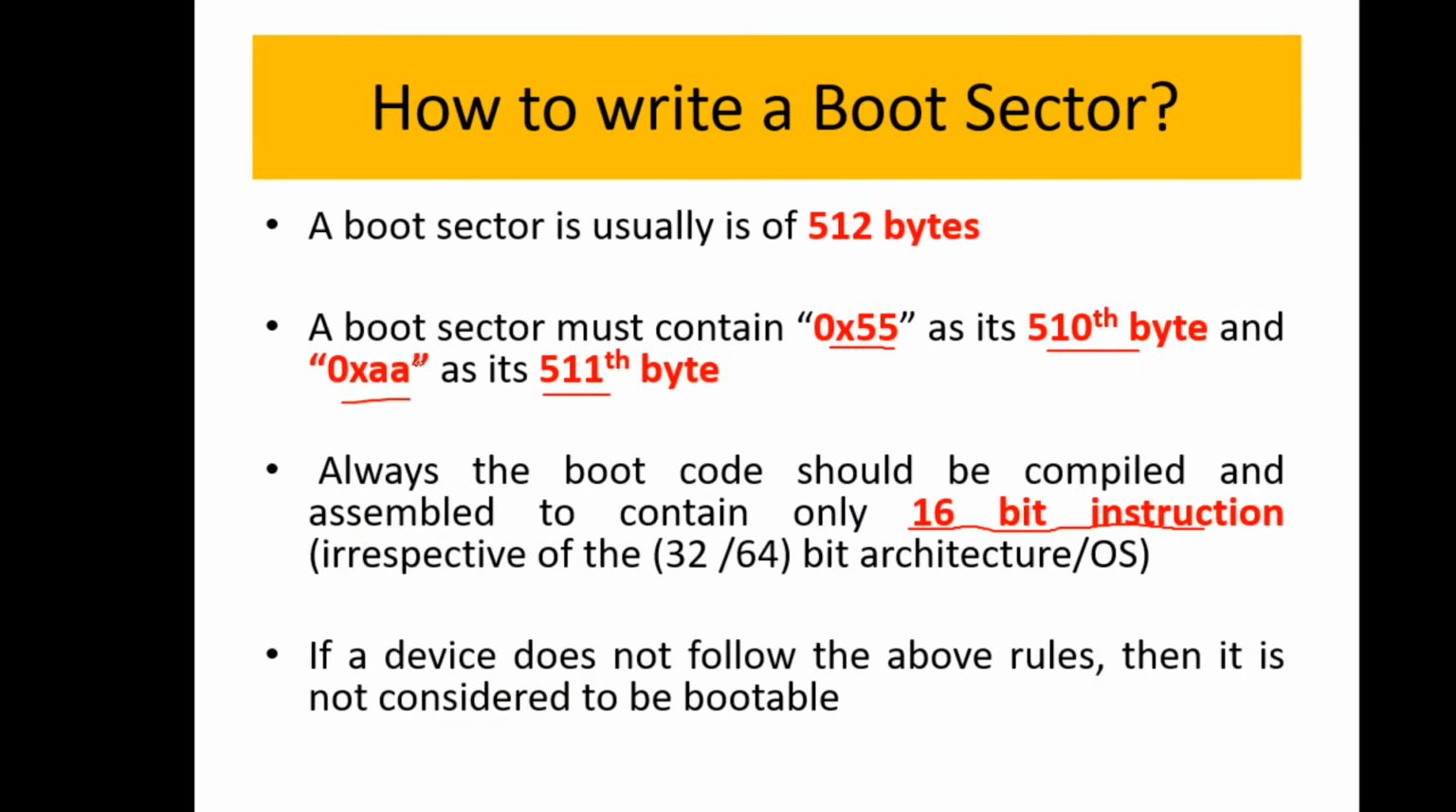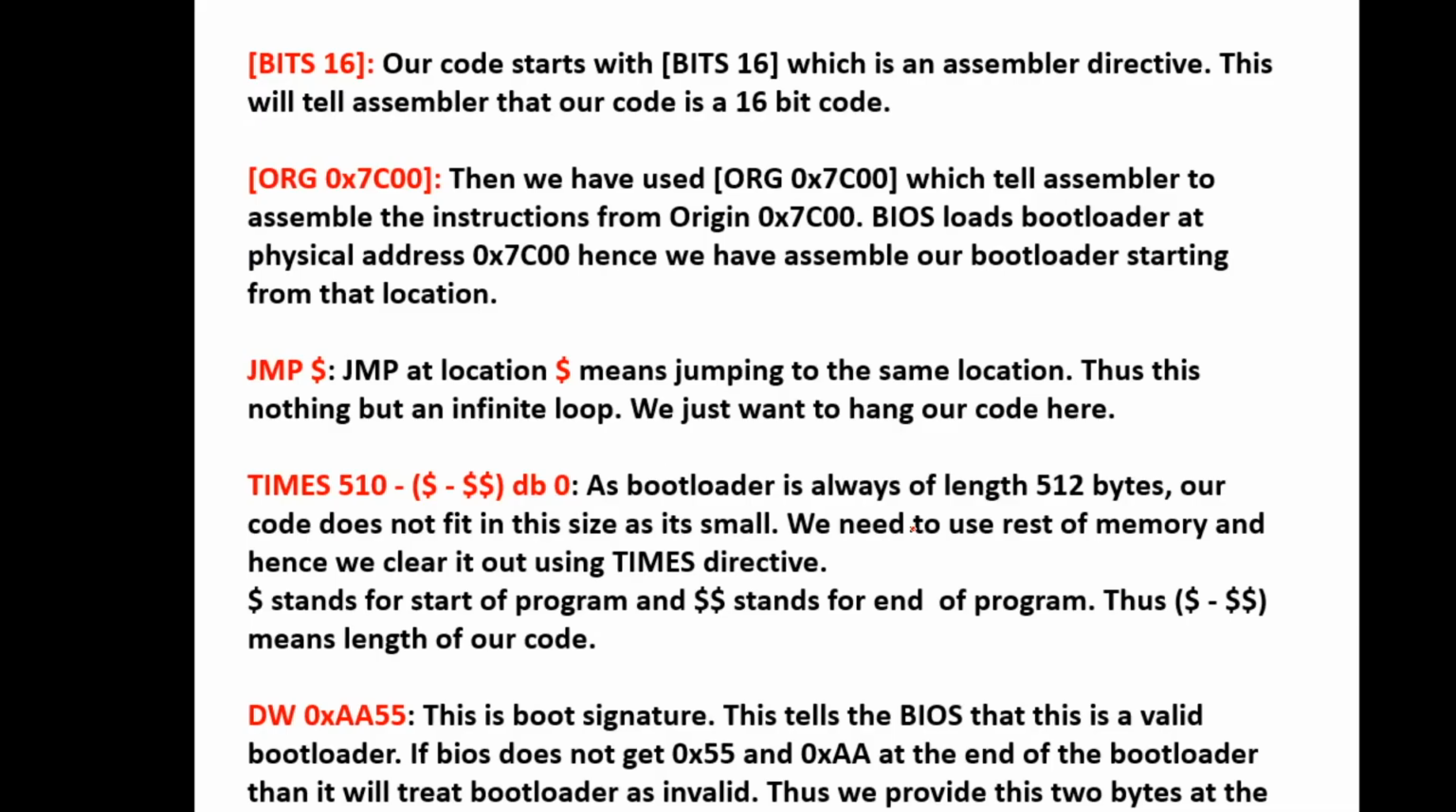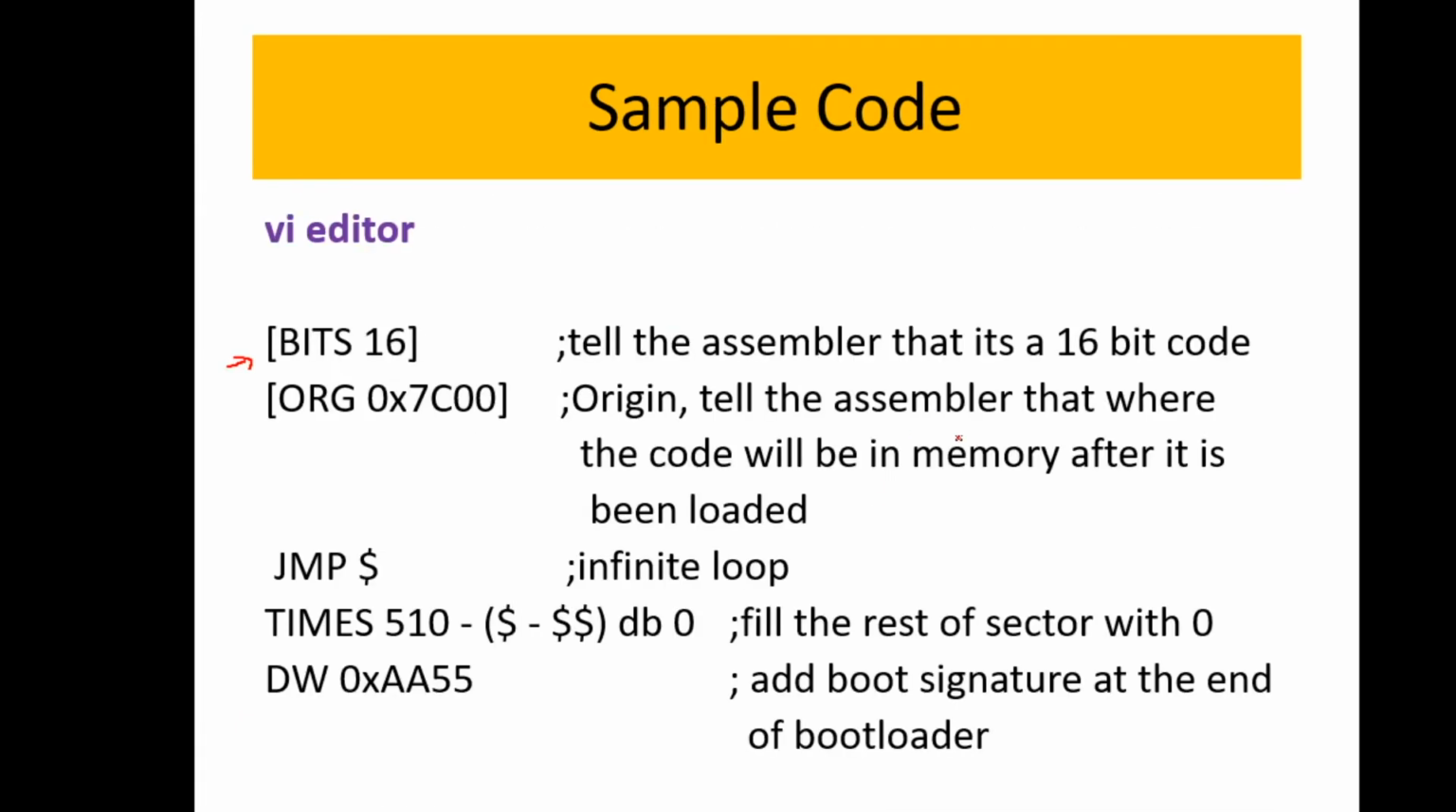So I could recollect that. We are going to write assembly which contains only 16-bit instructions, and we are assuring this using bits 16. So the first instruction is over. In the second instruction, we use org, origin. Here we are telling the assembler where the code will sit in memory after it has been loaded. Once it has been loaded, where this particular content has to be loaded, we specify here. 0x indicates a hexadecimal number and the address here is 7C00.